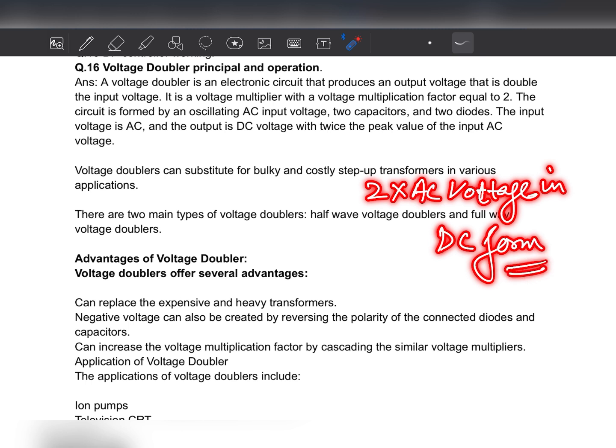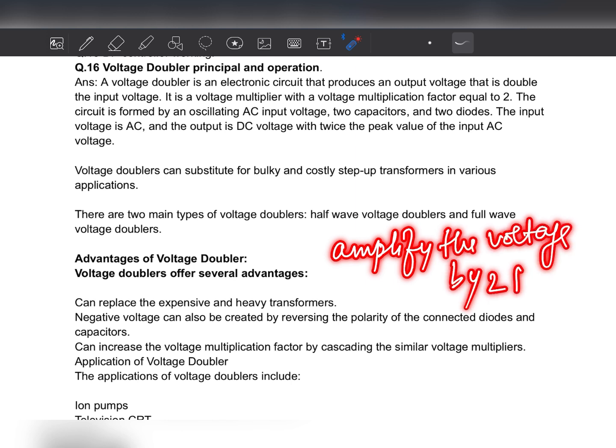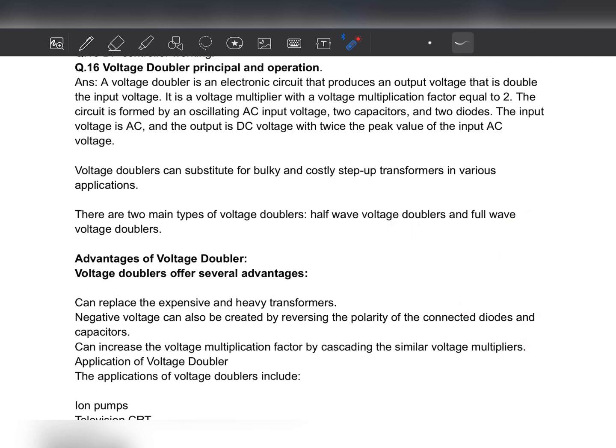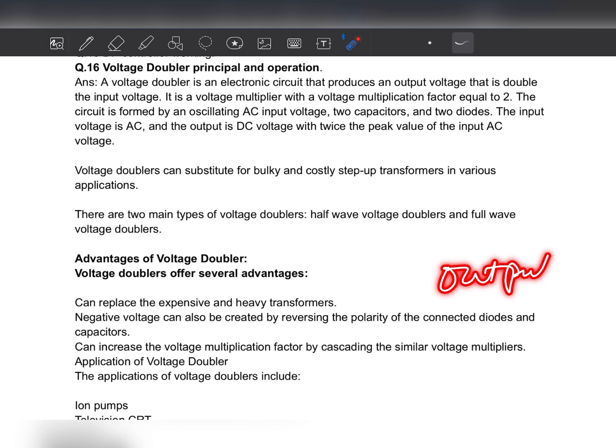So what we are doing here is amplifying the voltage by 2 times, and I will explain how in a moment. And a voltage tripler circuit triples the voltage: 3 times the input voltage equals the output voltage. Okay, we get 3 times the output voltage. So the voltage doubler circuit is an electronic circuit that produces an output voltage that is double the input voltage. It is a voltage multiplier with a voltage multiplication factor equal to 2.